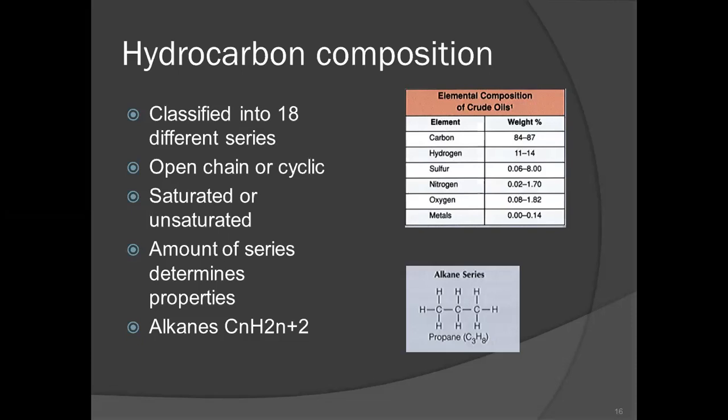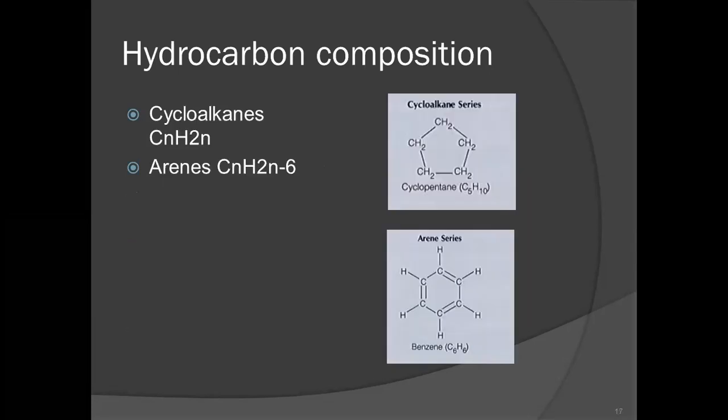There are alkanes, which are saturated hydrocarbons made of single carbon bonds, and they're open chain. They start with methane, and the first four are gases under standard conditions. The next 13 are liquids, and anything above C18H38 is solid. They are mostly stable.